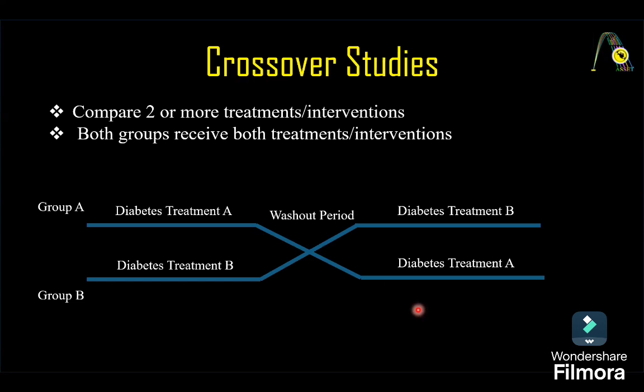And crossover studies, right? Just another thing I wanted to add in terms of experimental studies. This is basically where you're comparing two or more treatments or interventions, or you can also be comparing a treatment versus placebo. And essentially, what happens within this is that group A receives treatment A, group B receives treatment B. Then you have a washout period right here. Then group A receives treatment B, group B receives treatment A. So they sort of swap. You can think of it like that.